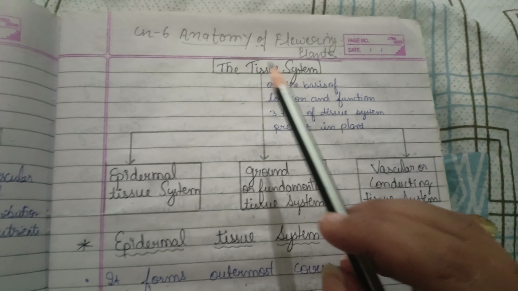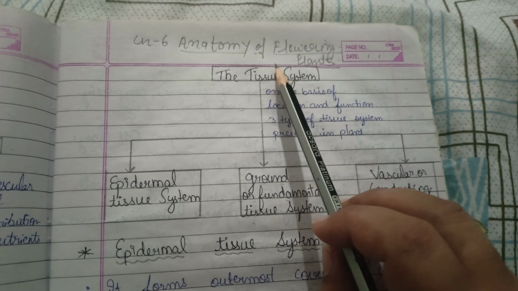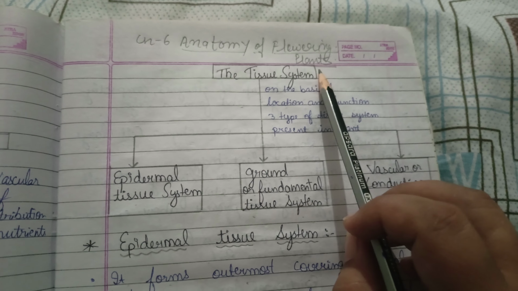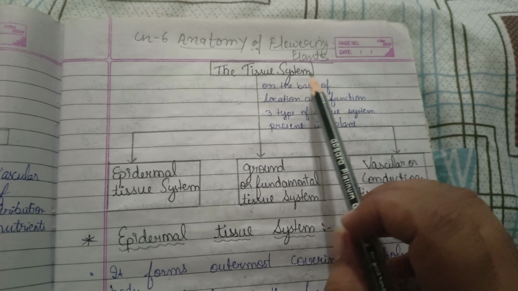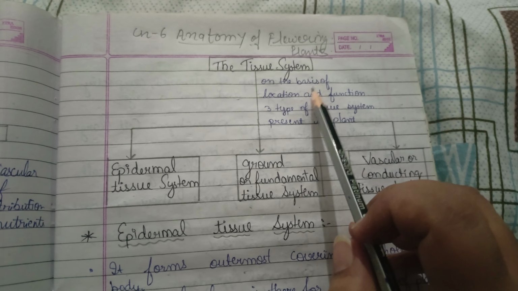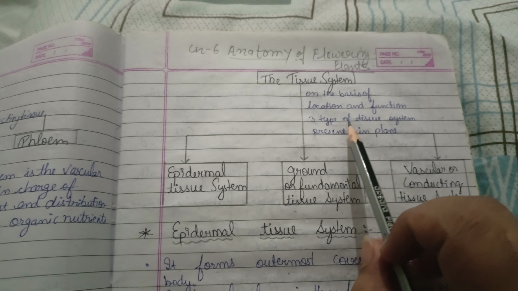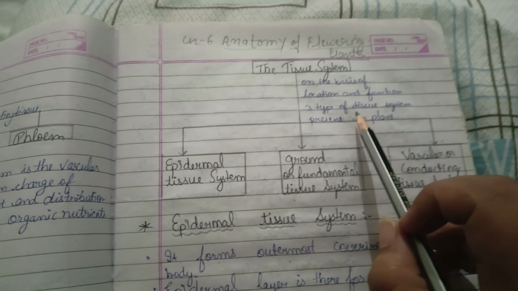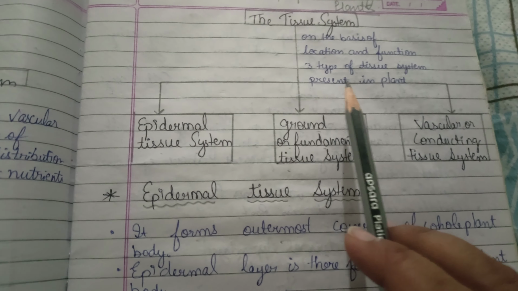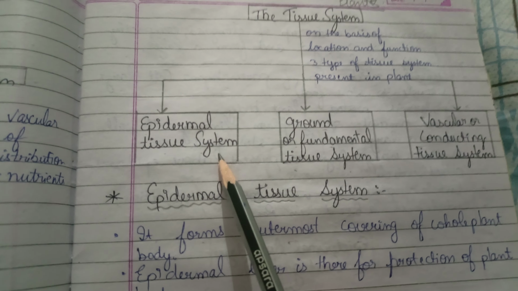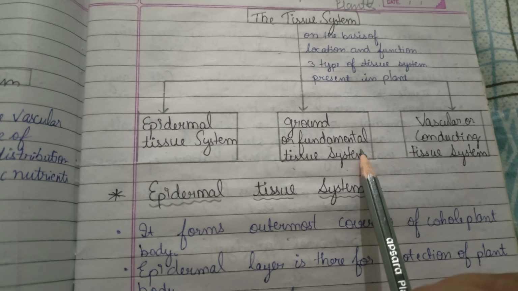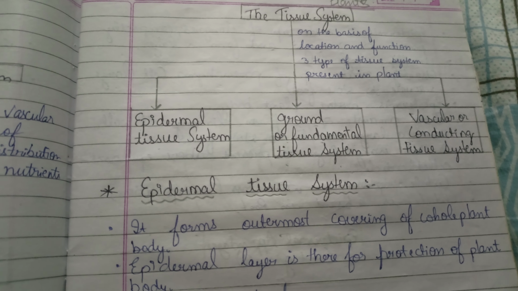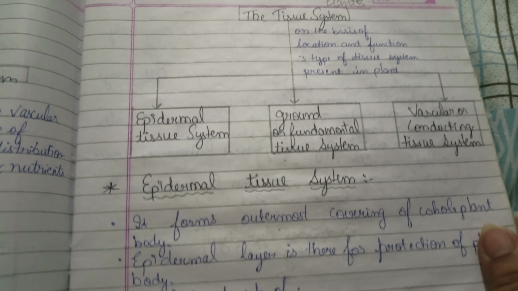Hello dear students, today we are going to do the anatomy of flowering plants. So first of all we have to understand the tissue system. Tissue system is a group of cells, and on the basis of location and function there are three types of tissues which are found in the plants: epidermal tissue system, ground or fundamental tissue system, and vascular conducting tissue system.